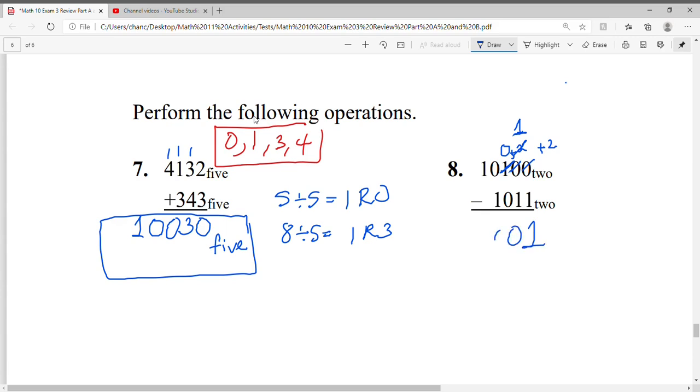0 minus 0 is 0. I can't subtract a 1 from 0, so we'll borrow from this 1. That makes this a 0. But we'll have to add a 2 back to this 0. 2 minus 1 gives me 1. And this is just a 0, so we'll leave that alone. Our answer is 1, 0, 1, base 2.